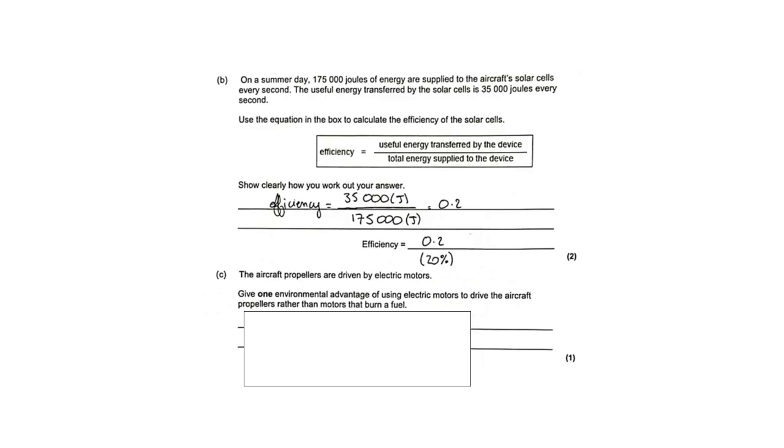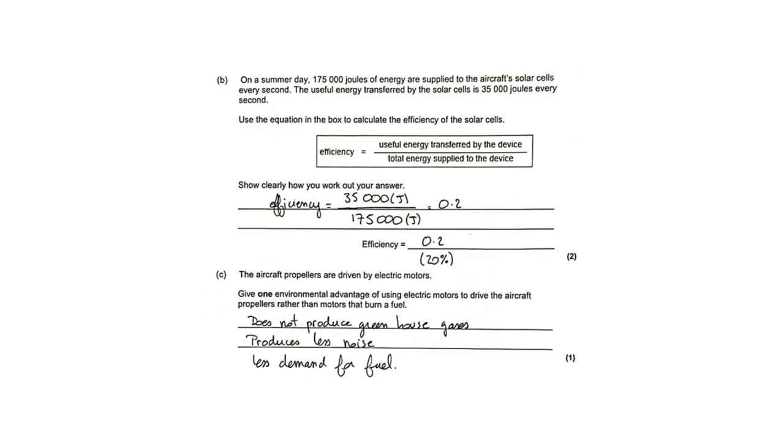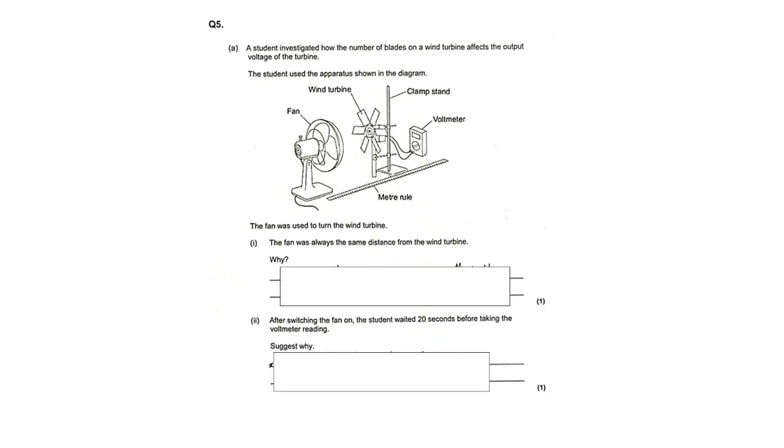Environmental means that you are not going to produce any greenhouse gas, such as carbon dioxide, which is good. That's going to prevent a little bit of global warming. There is no sound or less sound being produced, and there is less demand for fossil fuels. Okay, but "does not produce greenhouse gases" is kind of like the common answer for all your exam questions.